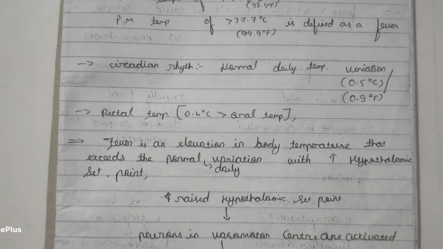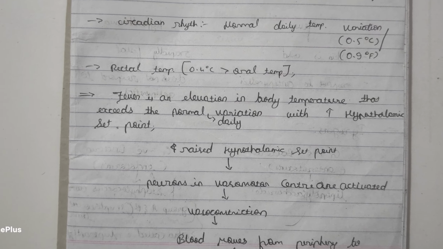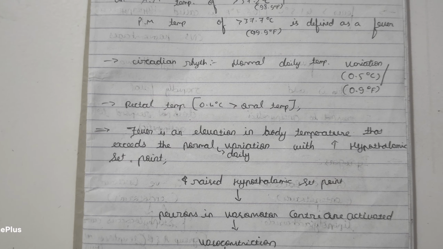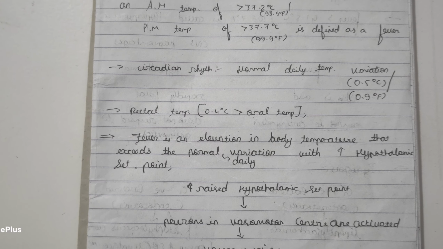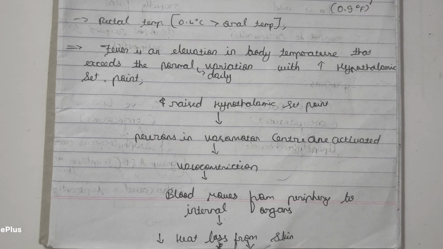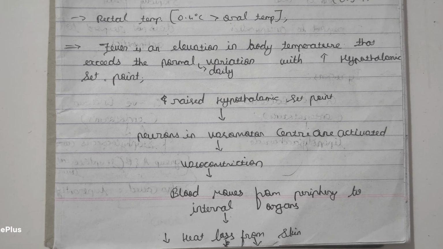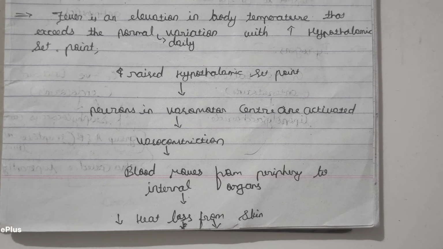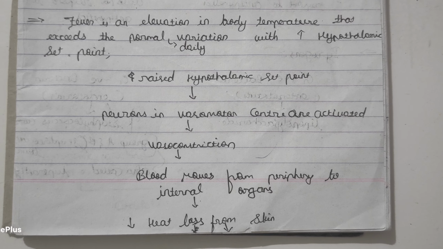Okay, now we'll know about what is actually fever. It is an elevation in the body temperature that exceeds the normal daily variation, which we saw as 0.5 degrees centigrade, with an increased hypothalamic set point. See, if the hypothalamic set point increases, then we will get fever, and if it decreases, what happens, we'll see next. Okay, see, first, if you see the hypothalamic set point is raised.